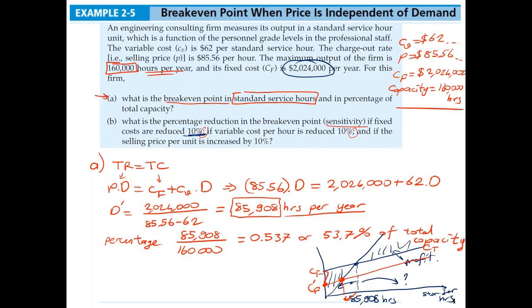So actually, in this part B, we will consider these one by one. We will first consider the fixed cost. What will happen if we reduce it by 10%? Then, independent of this one, we will consider the variable cost. What will happen if this is reduced by 10%? And again, independent of this, we will consider what will happen if the price is increased by 10%.